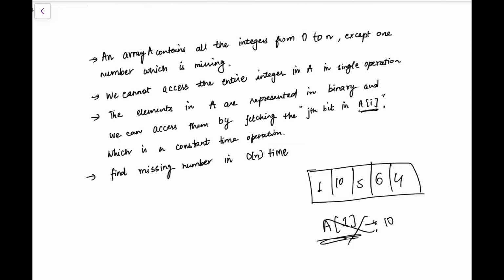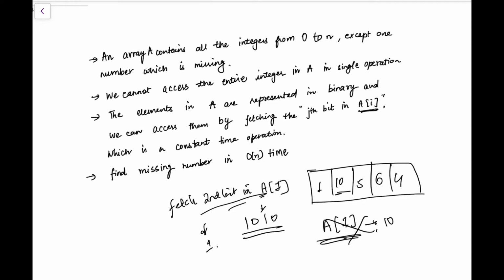Rather than this, what operation is allowed is I can fetch the jth bit in the integer A[i]. So if 10 is there, 10 is represented as 1010, and I can do an operation wherein I can fetch the second bit in A of 1. So this will give me the result 1, indexing from this. Okay. So this operation is allowed, and this is a constant time operation. And we have to find the missing number in O of n time.